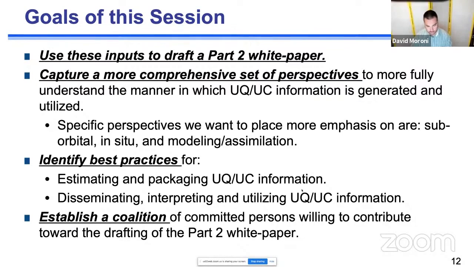And last but not least, we're hoping there's enough enthusiasm surrounding these topics and the high-level objective of having inputs for the white paper that we can get a coalition of committed people willing to contribute towards this new white paper.